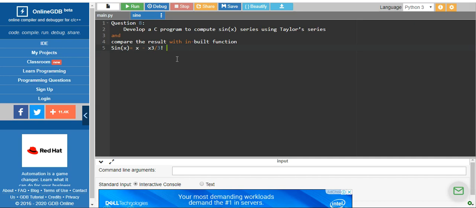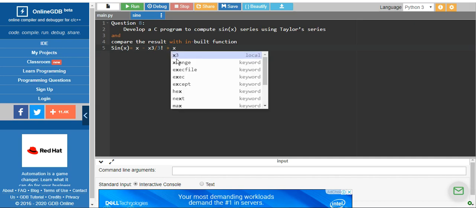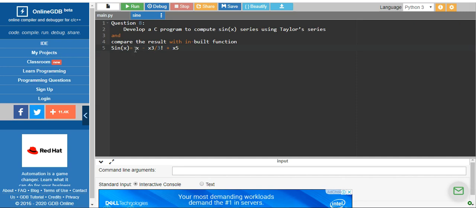Since the previous term was minus, the next term would be an odd term, so we are considering odd terms here. X to the power of 1 divided by 1 factorial would be the first term. The second term would be minus x to the power of 3 by 3 factorial, and the next term would be plus x to the power of 5. It is not x5, it is x to the power of 5 divided by 5 factorial.